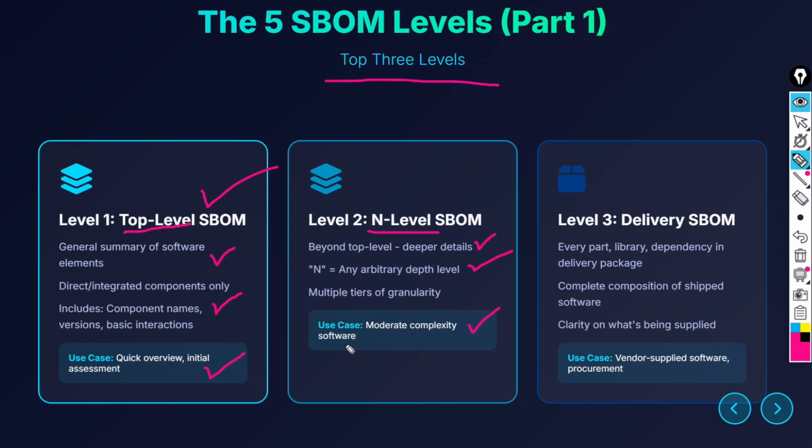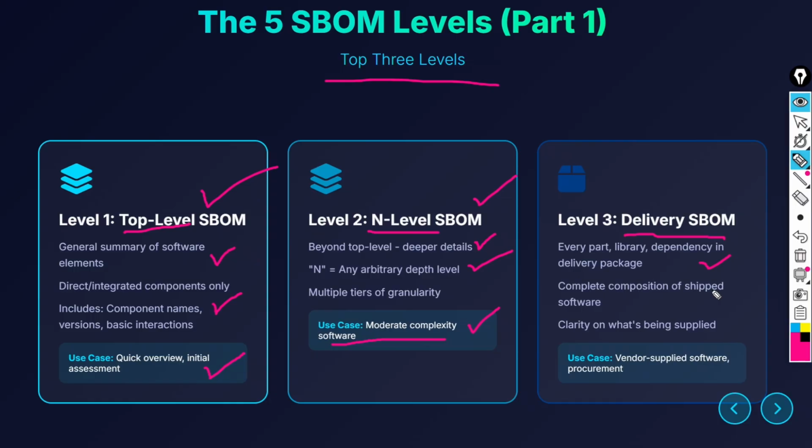Okay, not simple, but a bit more like moderate complexity, we can say. In that case we can go with N levels SBOM. And level 3 SBOM was delivery SBOM. This level shows everything that's delivered in the software package. Each library, each file, every dependency that's shipped in the software package.